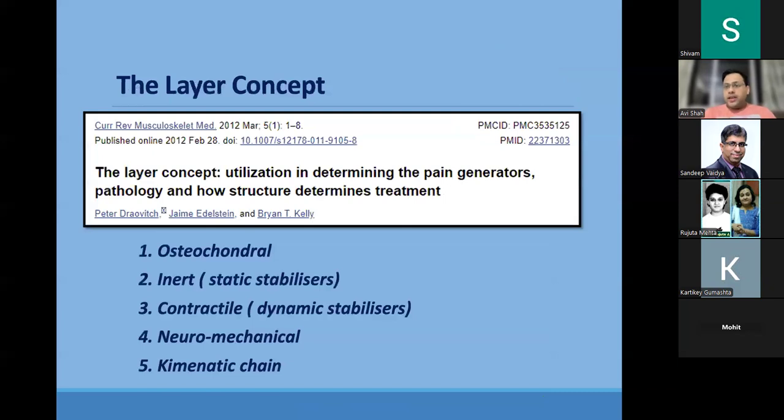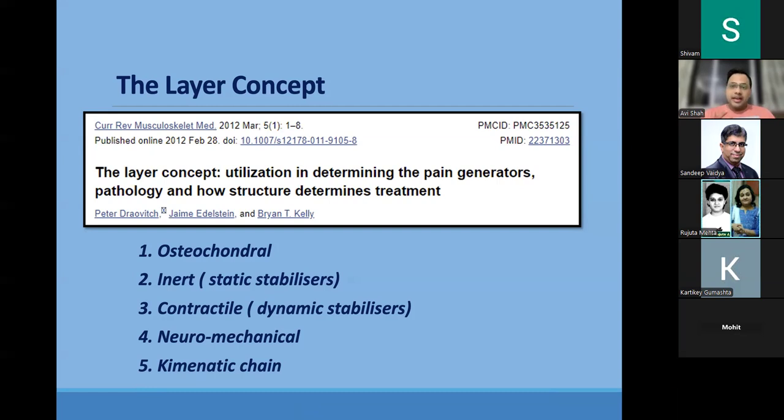In hip preservation, this is what we talk about: it's called the layer concept. Every time we think about this, we divide the area around the hip joint into five layers. When we start examining and thinking of treatment, we have to think at each of these layers and then plan your treatment.